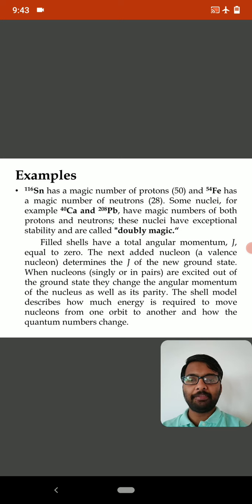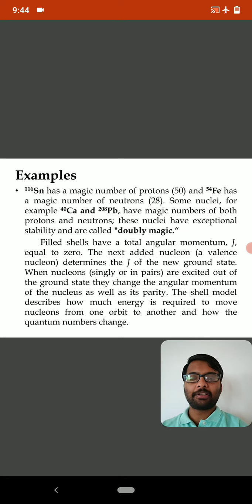Then if the nuclear shells are completely filled, then the angular momentum or spin is 0. Then if we add another nucleon to that nucleus, that nucleon is responsible for the ground state spin and parity of that nucleus. And this shell model describes how much energy is required to move a nucleon from one orbit, meaning from one shell to another shell, and because of that movement, how the quantum numbers change can also be explained with the help of this nuclear shell model.